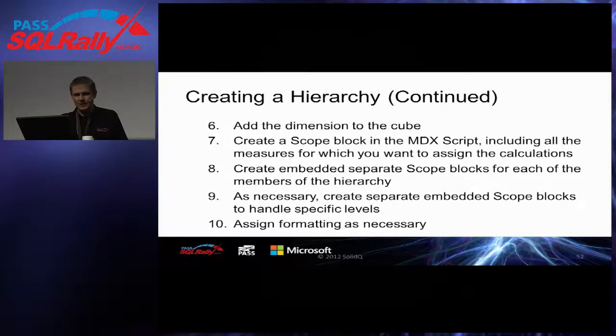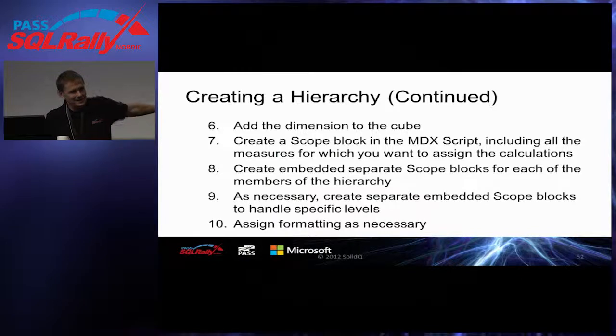You add the dimension to the cube. You don't add it to any measure groups. It doesn't belong in any measure groups. You do the scope block in the MDX script, including all the measures you want to use to assign the calculation. And then you have the embedded scope blocks for each of the members of the hierarchy.